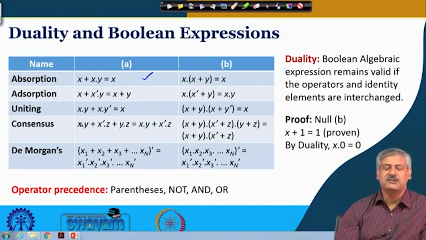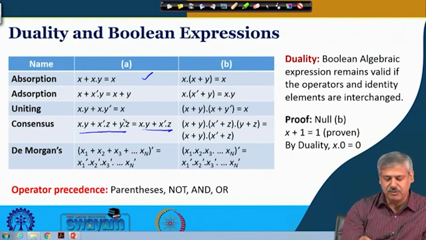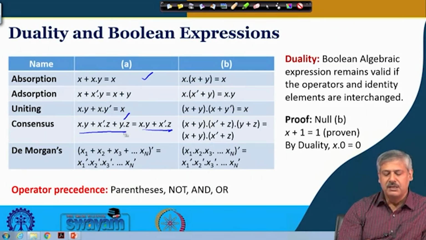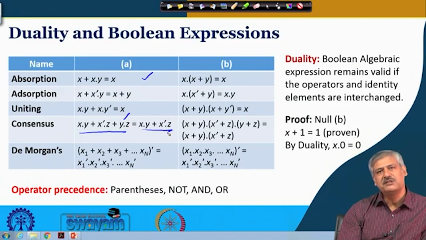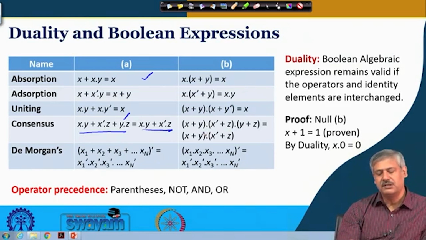Consensus theorem, it is interesting, where you can see that there are 3 terms over there and there are only 2 terms over here. So this term yz is not included in the right hand side. This is a consensus term, that means what is explained by yz in a truth table is already explained by xy and x prime z, for which it does not require another reference. So that is why it can be simplified or represented in this manner. And De Morgan's theorem we have already seen.